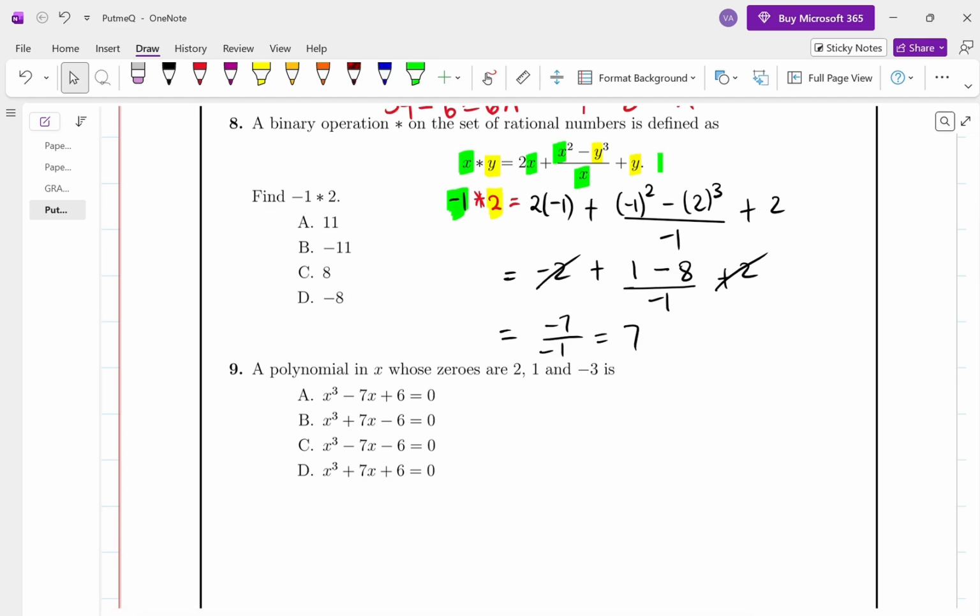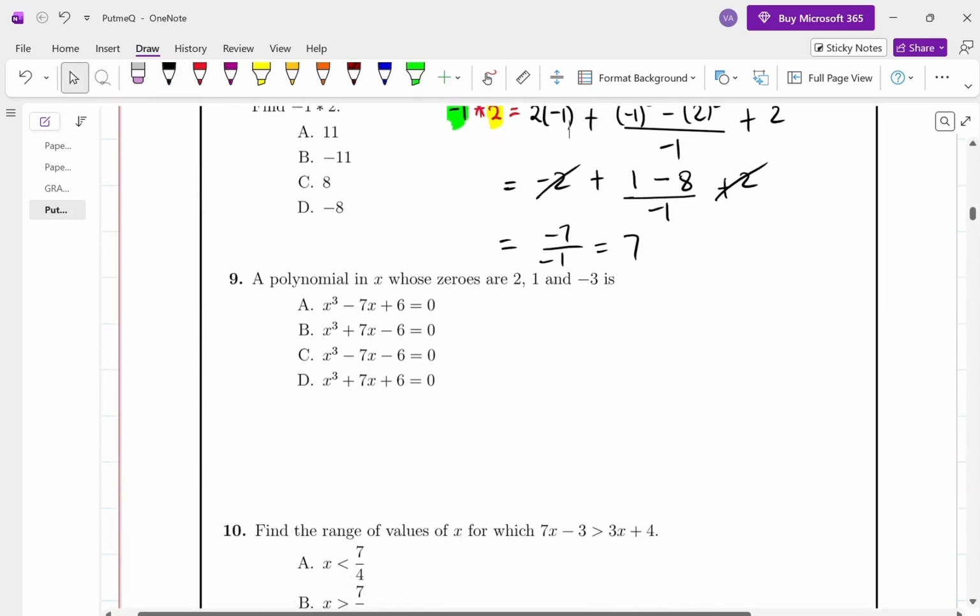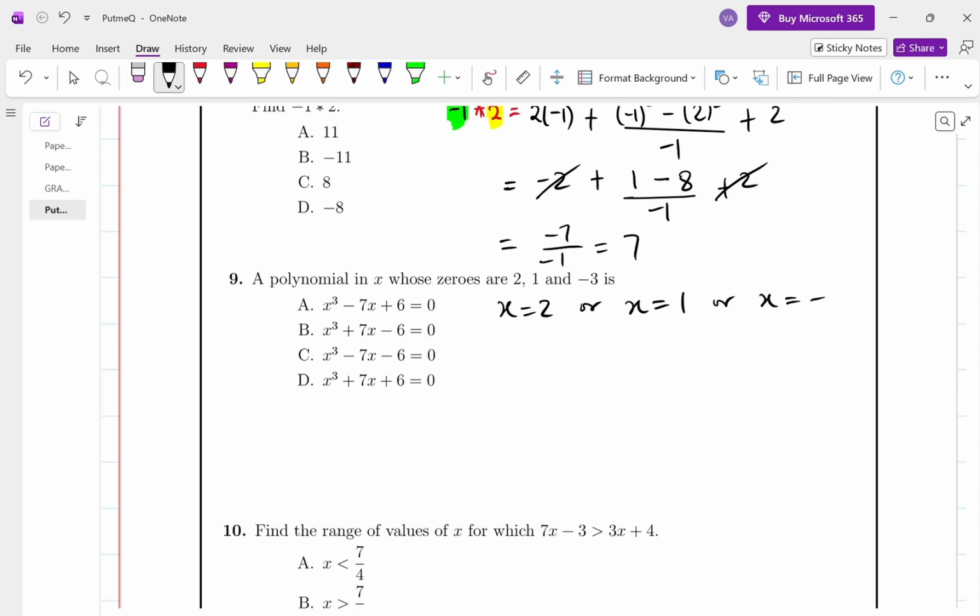Hold on, okay. So for the next one, a polynomial in x whose zeros are 2, 1, and minus 3 is dash. So first of all, what I always do is I like using the method of expansion here. What they're trying to tell us is x is equal to 2, or x is equal to 1, or x is equal to minus 3.